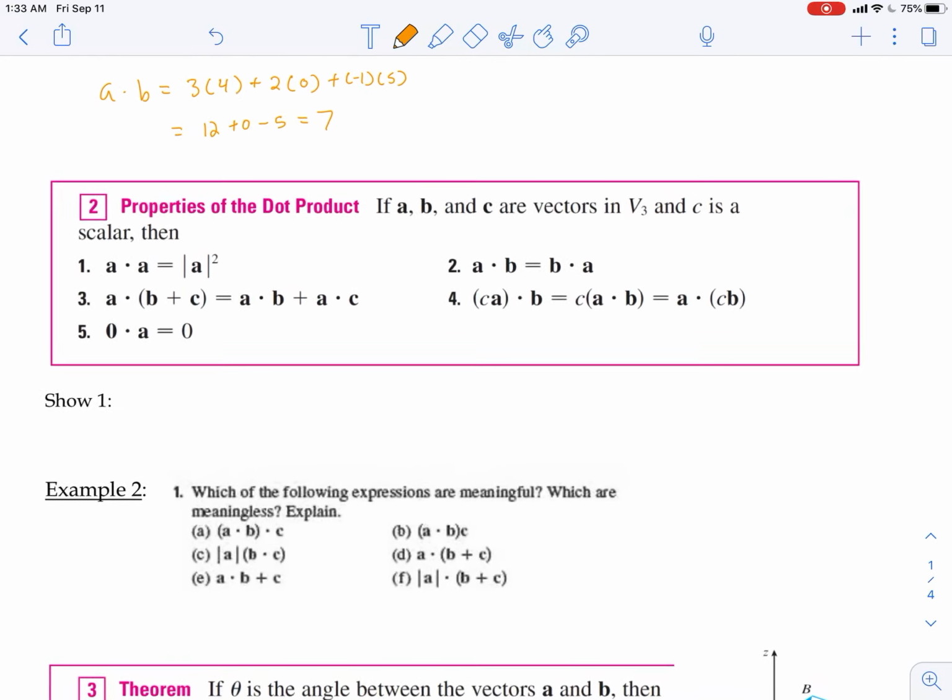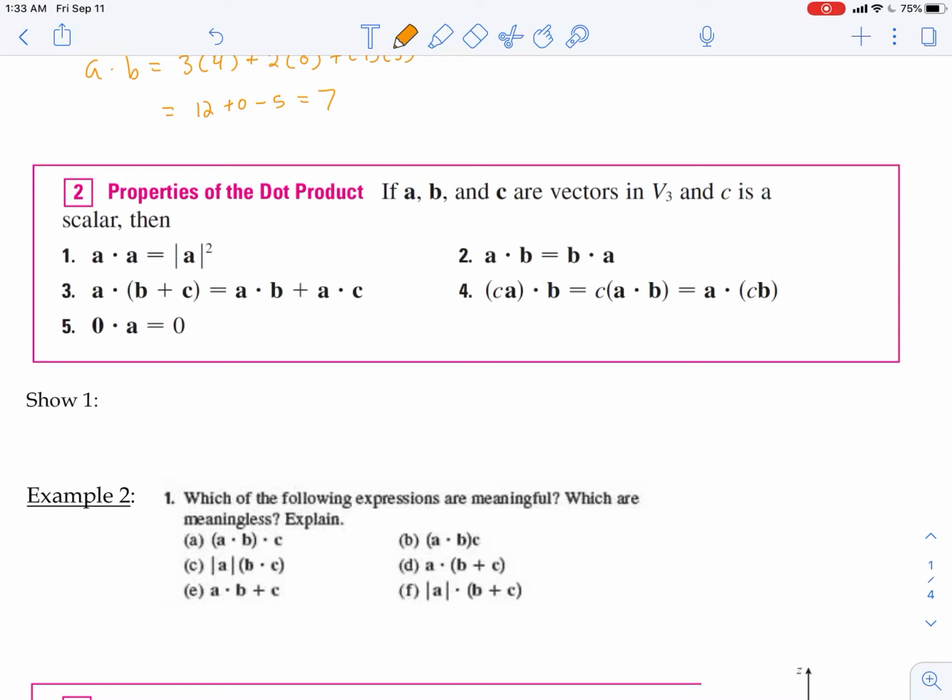Now, there are some properties of the dot product, and I'm going to show you the proof of the first one, that A dot A is the magnitude of A squared. Again, A, B, and C are vectors. There are multiple ways to denote vectors: either with a bold A, bold B, bold C, or you could say vector A, vector B, and vector C. The first one is A dot A, and all that gives you is the magnitude squared. I'm going to show that after I go over each one of these.